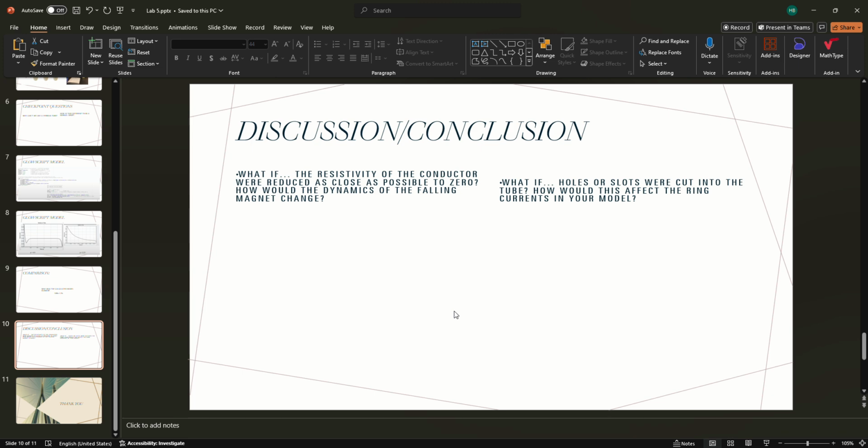If the resistivity of the tube were reduced to as close as possible to zero, how would the dynamics of the falling magnet change? Well, if it's less resistant, the current will be stronger, meaning that the magnet, in theory, would be able to float in the middle of it, because its induced current would be equal to the dipolar strength, which is really interesting. But unfortunately, it's almost impossible to have something with zero resistance, so it's not really going to happen on a large scale. And in terms of holes or slots cut into the tube, this would affect it because the current traveling through it in a circular motion would be inconsistent, so the magnet would tilt around and fall to the sides a little bit more, and it really wouldn't be slowed down a whole lot.